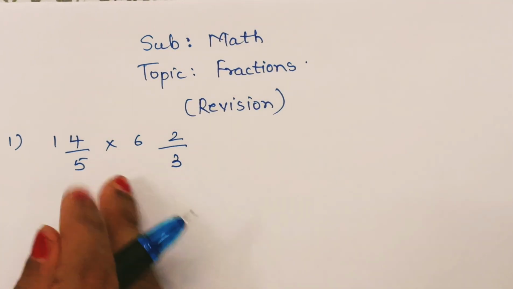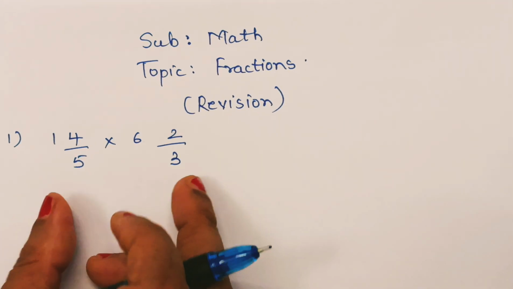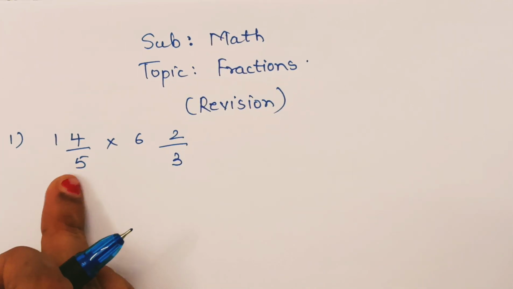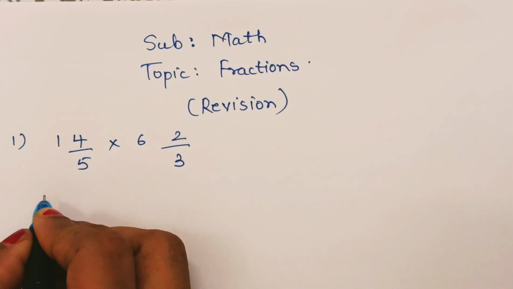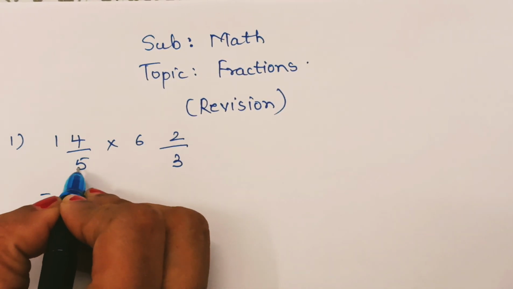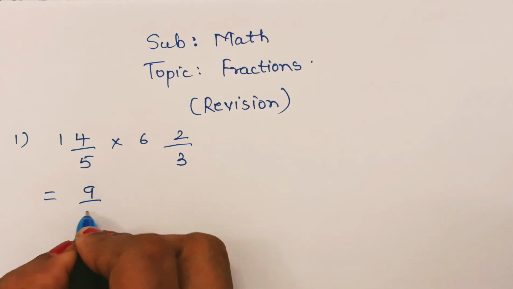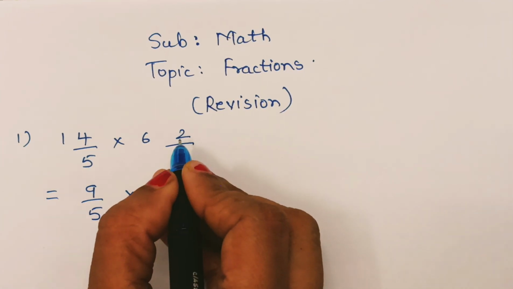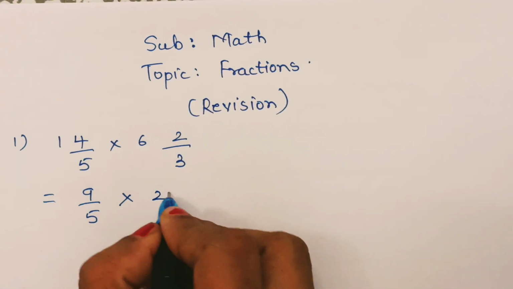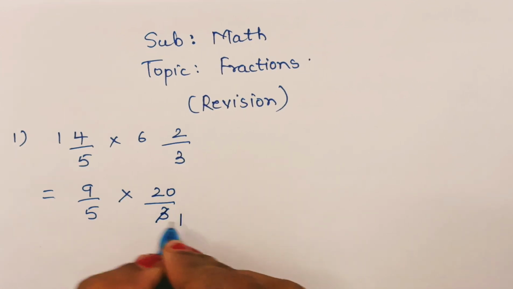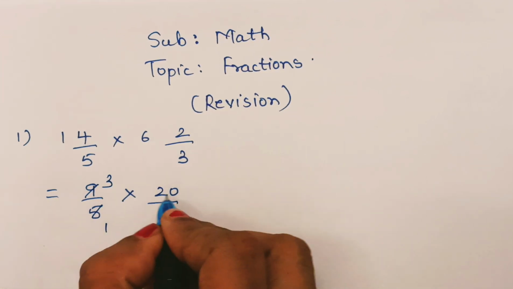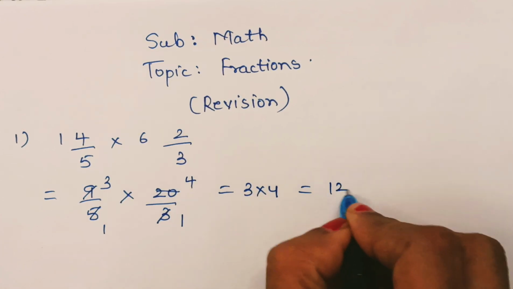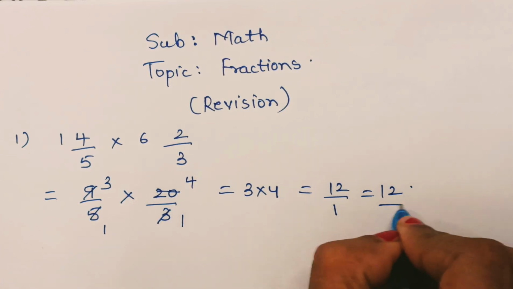The given question is like you have to find the product. The question given is in mixed fraction. First you have to convert this into improper fraction. 1 5s are 5, 5 plus 1 is 6. 9 by 5 into 6 3s are 18, 18 plus 2 is 20 by 3. 3 1s are 3, 3 5s are 15, 5 4s are 20, 3 into 4. So your final answer is 12.